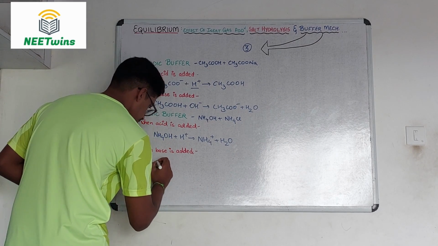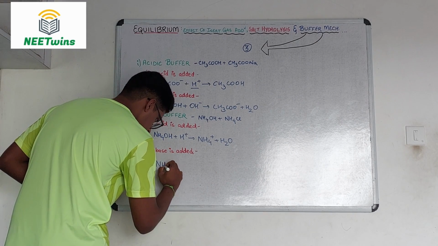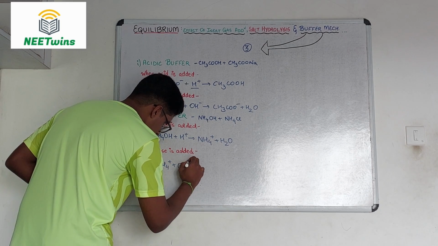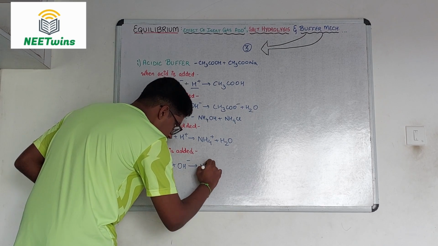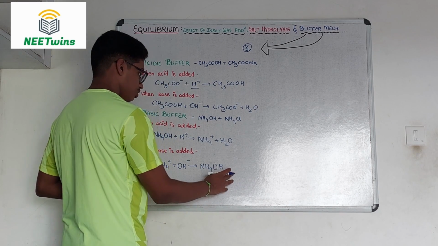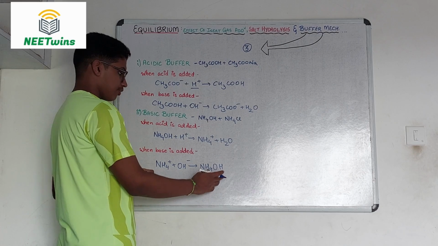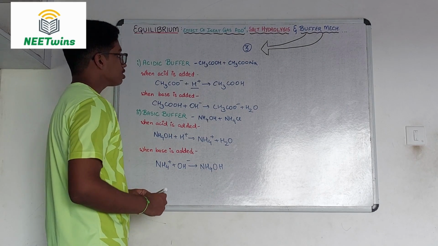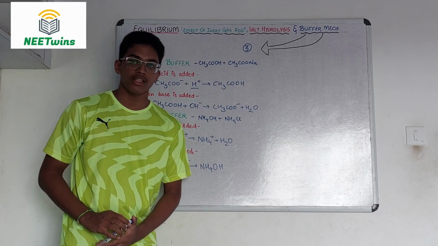And next, when a base is added, the NH4 plus ion combines with OH minus ion to give NH4OH, and since this is a very weak electrolyte, it weakly ionizes to give OH minus ions which have a very small concentration, so it does not affect the pH much. So this was all about the video on the chapter equilibrium.